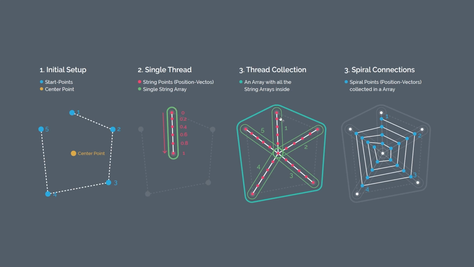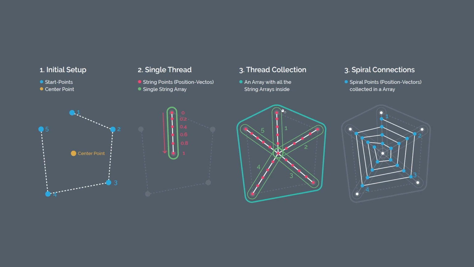The third step is to repeat this for every single start point. For this example, we have 5 threads, and those 5 threads go into one big array. I call this a thread collection. At the end, we build our spiral connections. We go from thread to thread, building a spiral spline to the center, and this will be the last step. I think that's it for the explanation.